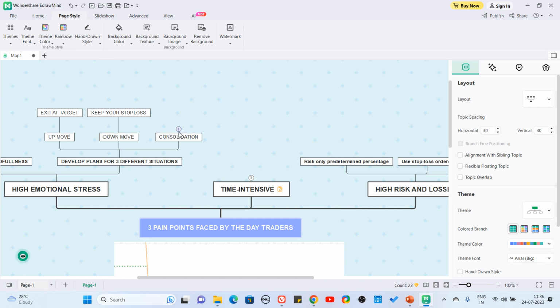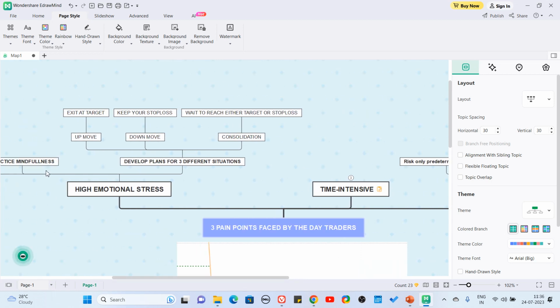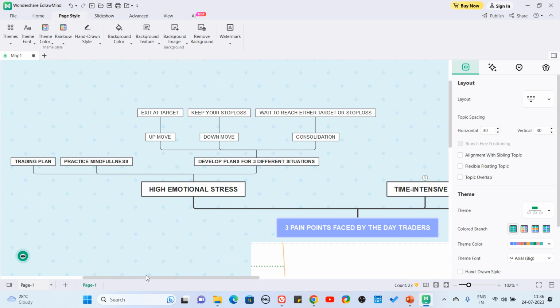When consolidation happens, what should you do? Here, wait to reach either your target or the stop loss. When you follow this mind map, you're going to significantly reduce the high stress within you. Follow this mind map, or else just note down what things you have to do, or take a screenshot here.